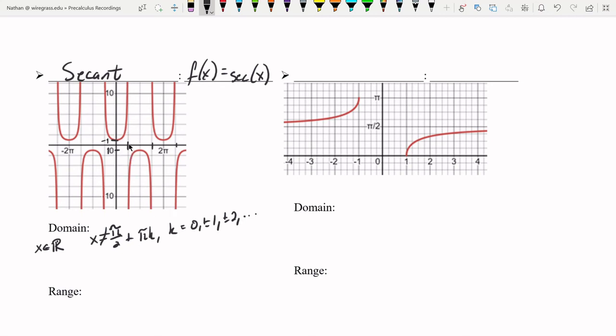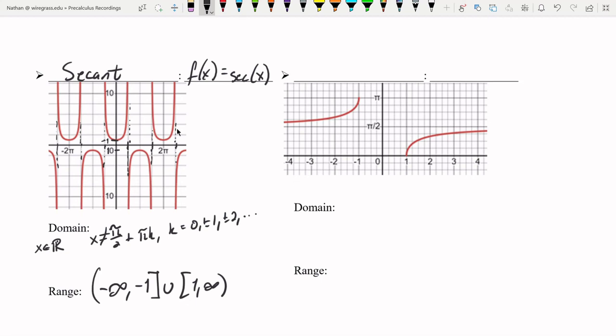And when k is 0, right, that's going to be pi/2. That's going to be this one right here. When k is plus 1, it's going to be pi/2 plus pi. That's going to be this one here. Then k equals 2, k equals -1, k equals -2, k equals -3, and so on. The range, like I said, is from -infinity to -1, union with 1 to infinity, and it can equal 1 and -1, just like it was for cosecant.